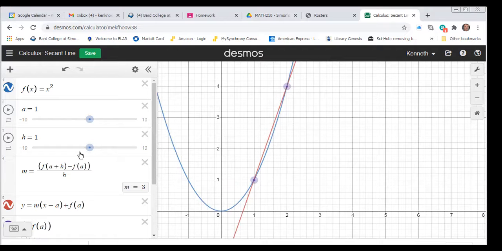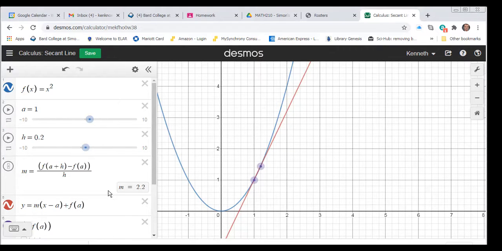And then my next one was 1 to 1.5, so that means the step size changes to 1/2. You can see it sliding on down. Change that step size to 1/2, I get 2.5 as my slope. Next one was 1.2, so its step size changes to 0.2. My slope is now 2.2.